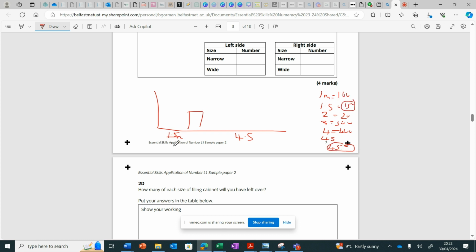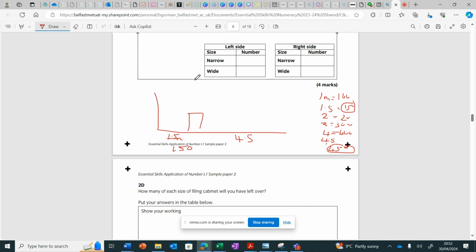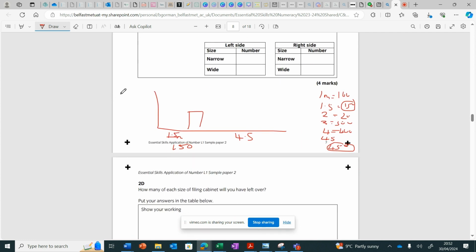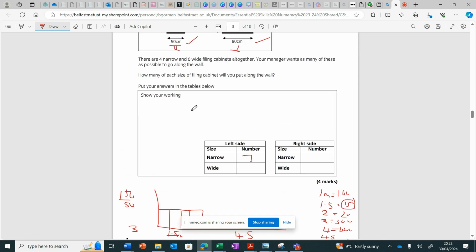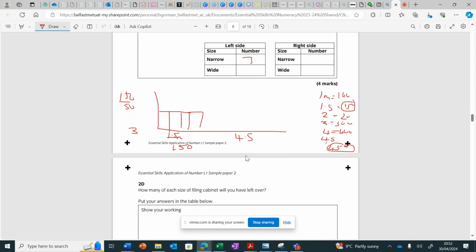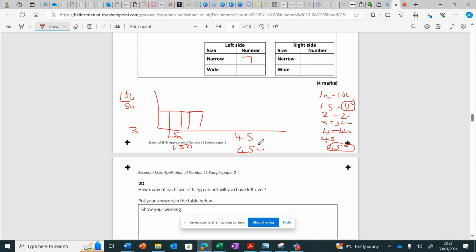So this is 150, and our cabinets are 50 centimeters. Well, 150 centimeters divided by 50 will give you 3 cabinets. So you can fit 3 in that way. Now, you want to use them all. This side is 450 centimeters. Well, we've still got a narrow one left, so we'll fit it in.